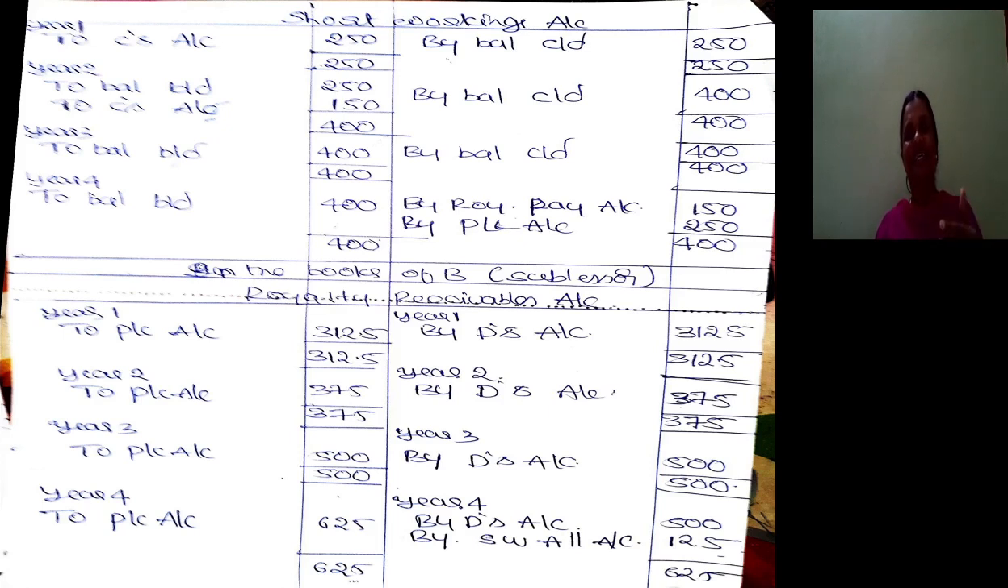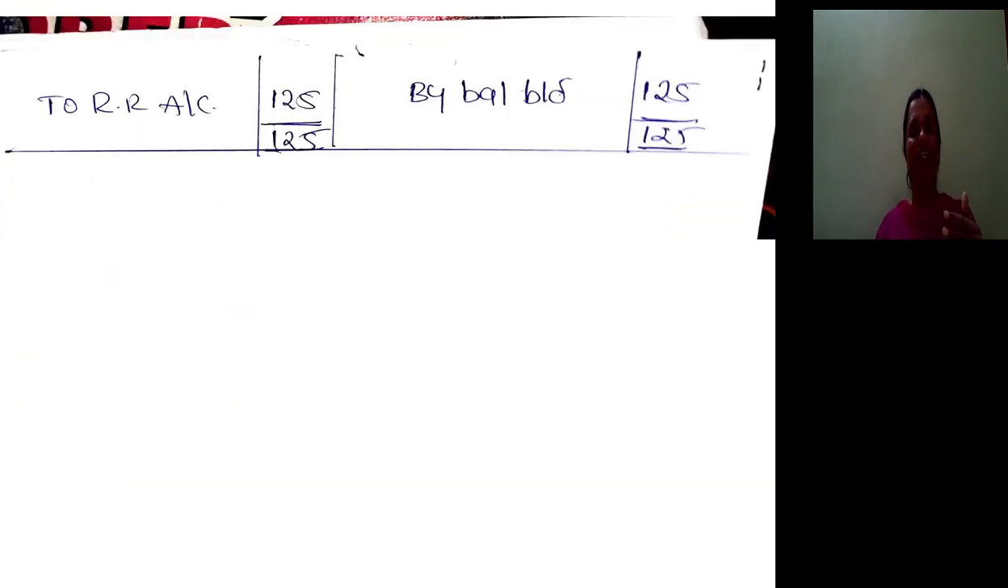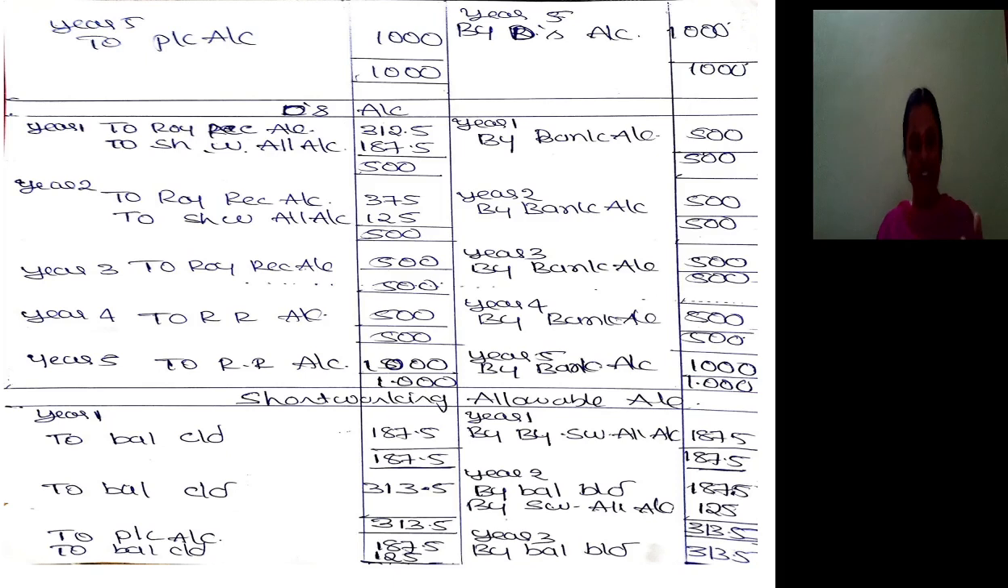There is excess, and the excess is used to recoup. Then how to pass the due entry? The due entry is lessee's account debtor, short working allowable account debtor, to royalty receivable. Lessee's account should be debited with 500. Short working allowable account should be debited with 125. So in D's account, to royalty receivable 500, and in short working account, to royalty receivable 125. So that the short working account will get closed.